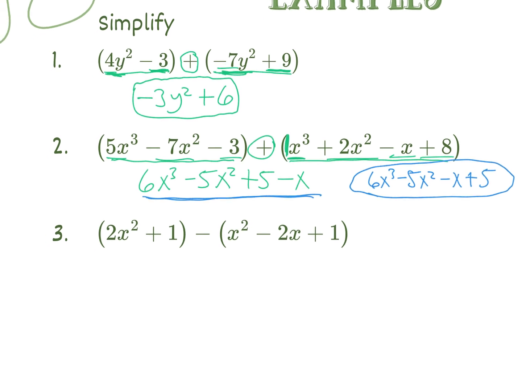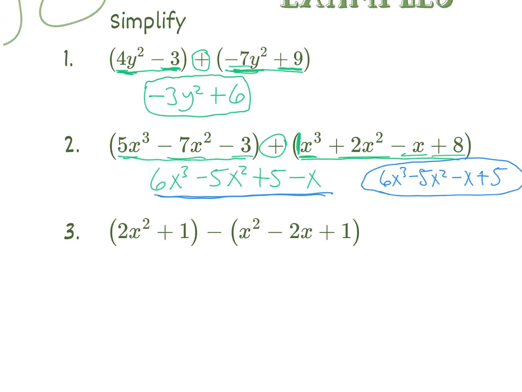All right, so let's try the next one now. The only difference between number 3 and the first two are now that there's a minus between them.